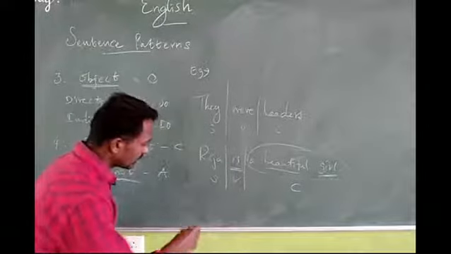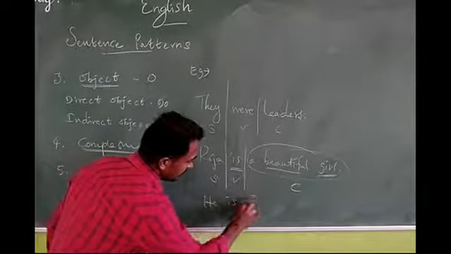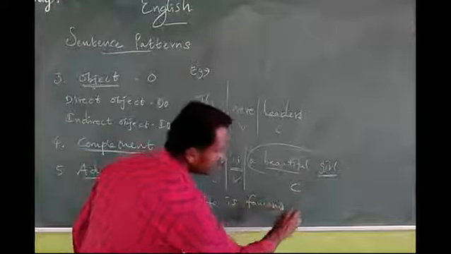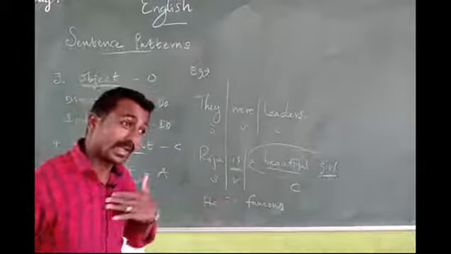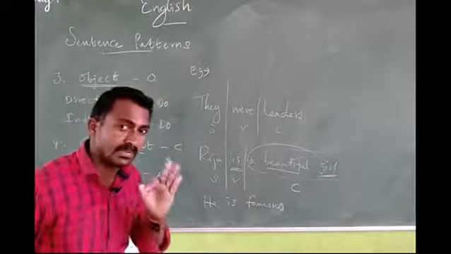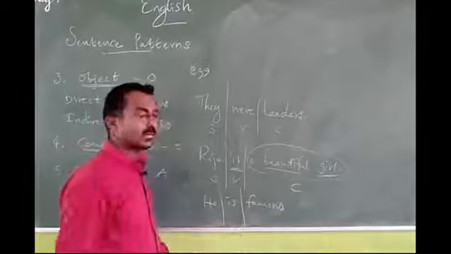For example, one more thing: he is famous. See, the simple example I have given: he is famous, or he was famous, or I am famous. A single be form verb alone I have given on the board. Subject plus verb plus complement.